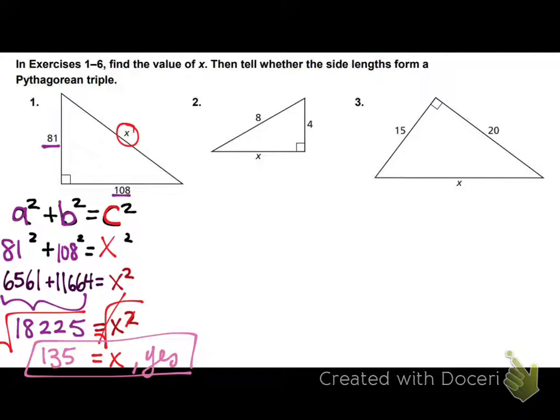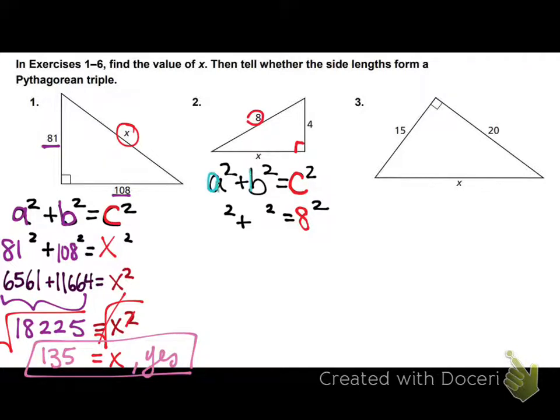All right, let's do number 2. Again, we have two sides in a right triangle. We need to find a third. We're going to use the Pythagorean theorem. A squared plus b squared equals c squared. All right, what is the hypotenuse here? What's the hypotenuse? Tryon? It's 8. It's across from the right angle. It's going to be 8.